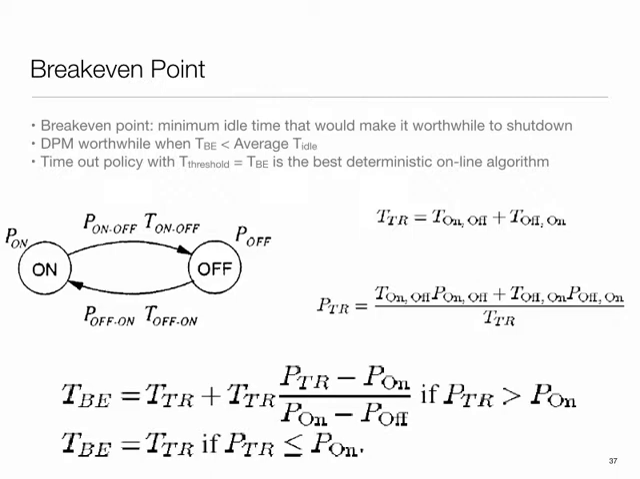It turns out that one can show that selecting the policy with threshold equal to the break-even point is best. Break-even point is a characteristic of the system. The threshold being equal to the break-even point is the best deterministic online algorithm that there could be. So these simple strategies that we have are optimum, at least in that sense.